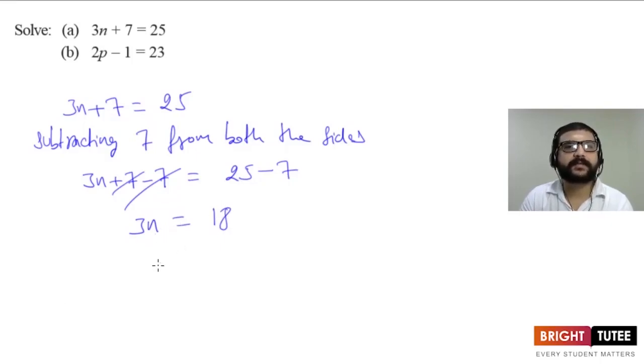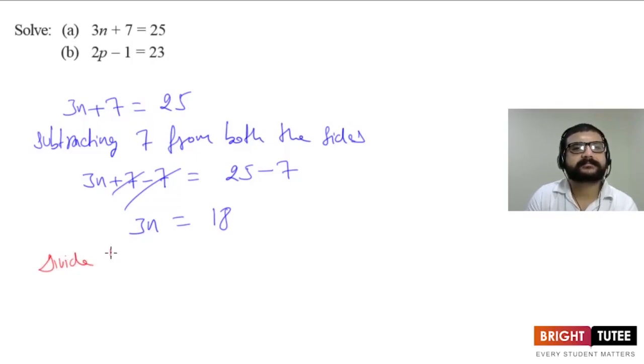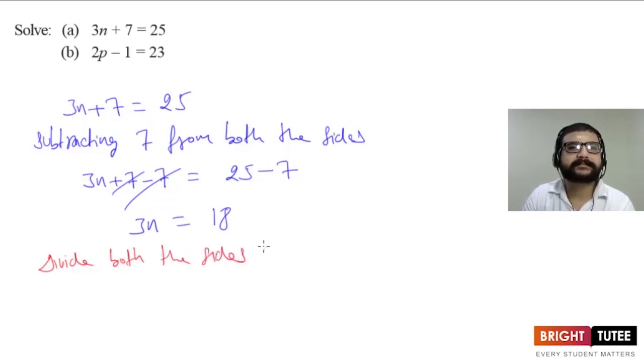So what should we do for that? Here we have 3n and here we have 18. Now we have to get rid of this 3 here. So let's divide both the sides by 3. By dividing both the sides by 3, what will we get? We will get 3n divided by 3 is equal to 18 divided by 3.